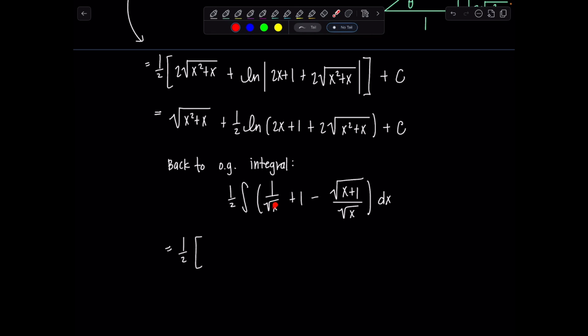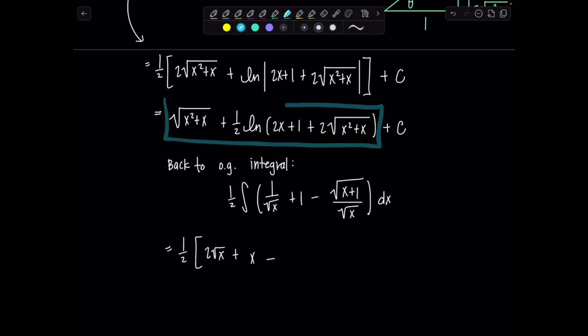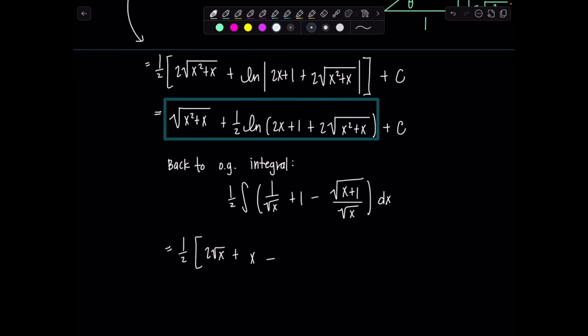This is x to the negative 1/2. So if I add 1 to the exponent and divide by the new exponent, it's going to be 2 square root of x, plus the integral of 1, that's just x, minus, and then we just spent some time working on this. It's all here. Okay, so minus square root of x squared plus x minus 1/2 ln |2x plus 1 plus 2 square root of x squared plus x|. Is that everything? Yeah. Plus, I already used up C.